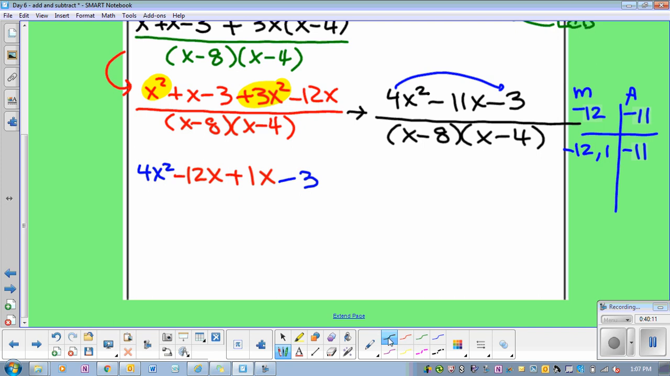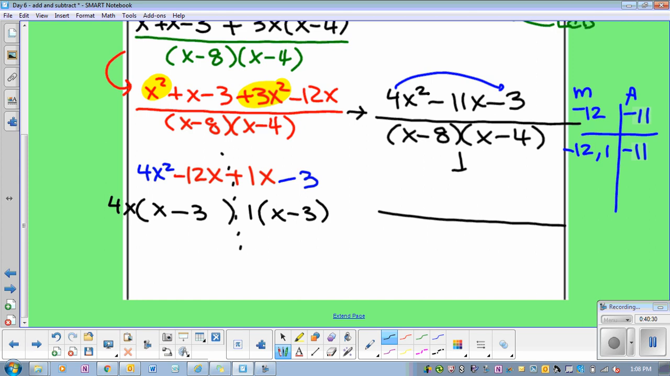All right. How do you factor when you have 4? Split it in the middle. Divide by 4x. Good. 4x, then x minus 3. Divide by 1, x minus 3. So this is 4x plus 1 times x minus 3 over x minus 8, plus x minus 1 times x minus 3 over x minus 8 times x minus 4.